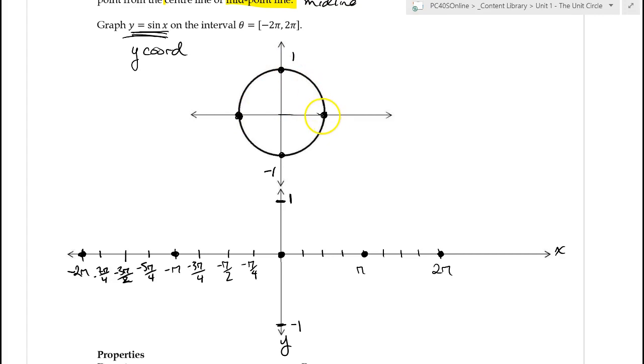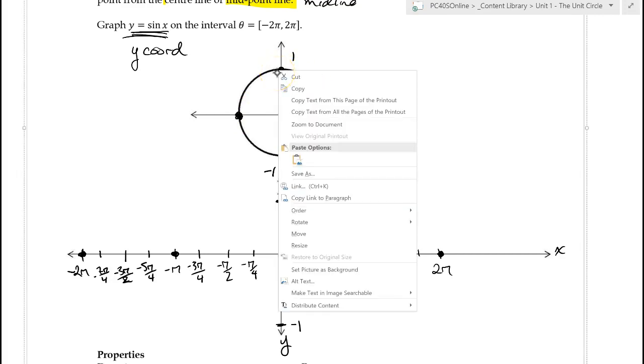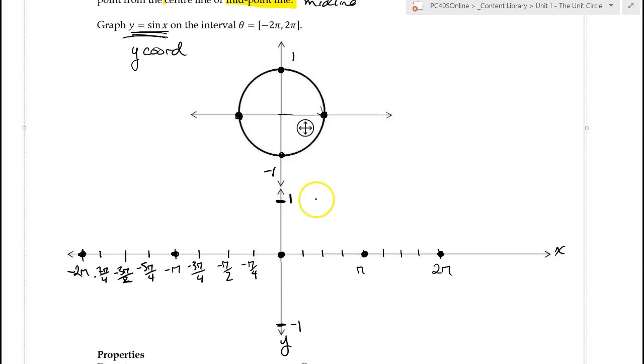I'm going to get my maximums at pi over 2, and I hit my minimum at 3 pi over 2. Working backwards, I hit my minimum first at negative pi over 2. I've only gone backwards by 90 degrees, if you want to think about it in terms of degrees. And again, these are roughly drawn. And I hit my maximum at negative 3 pi over 2, because that's coterminal with pi over 2.